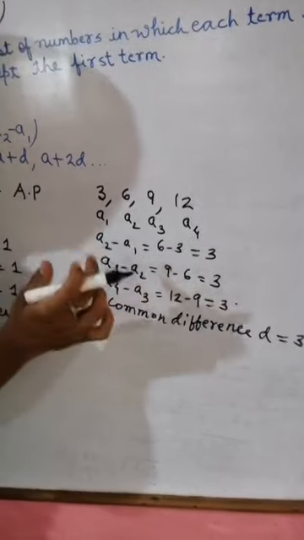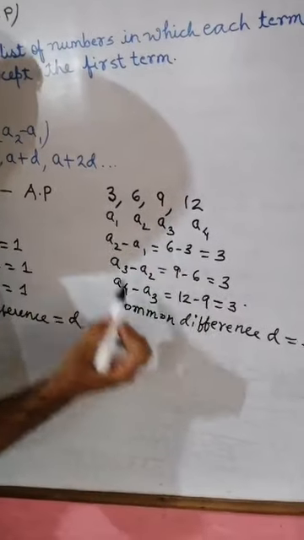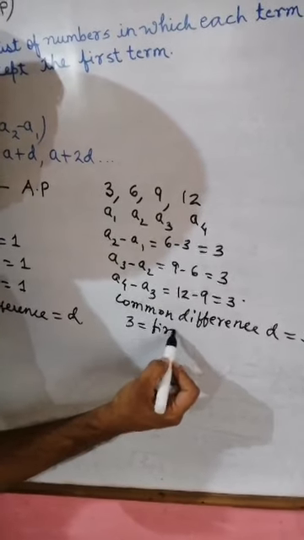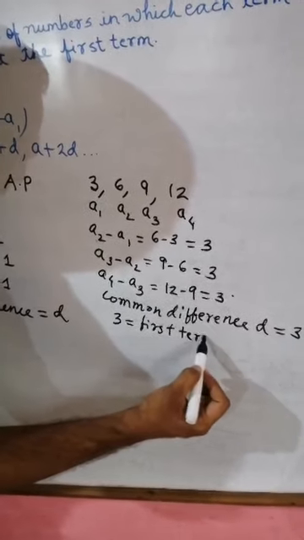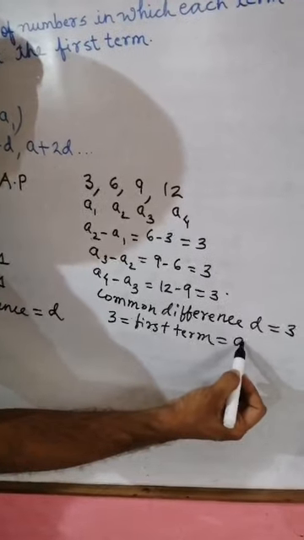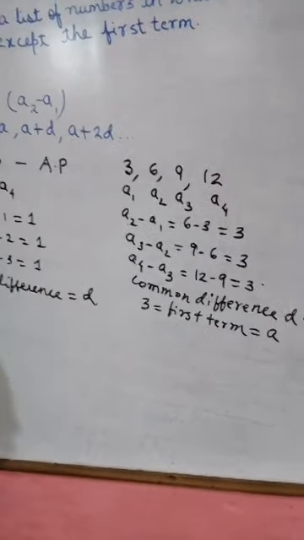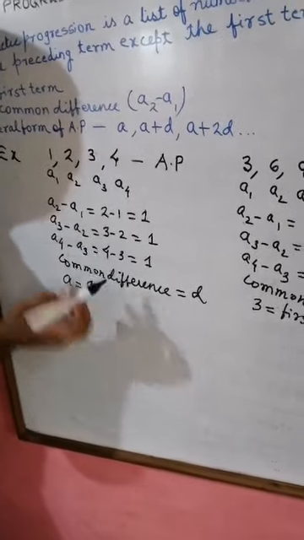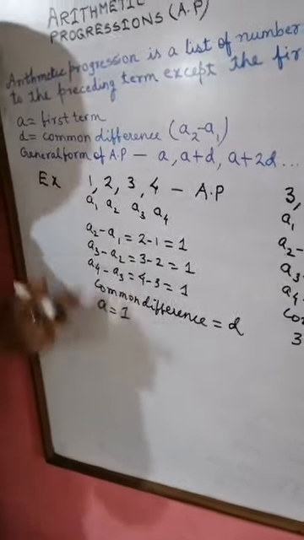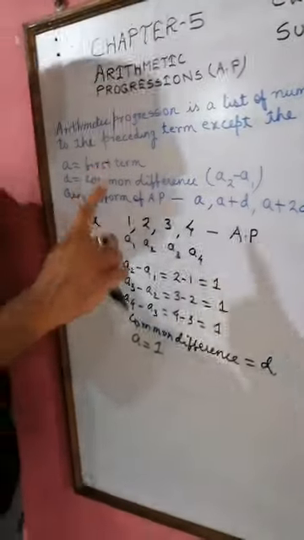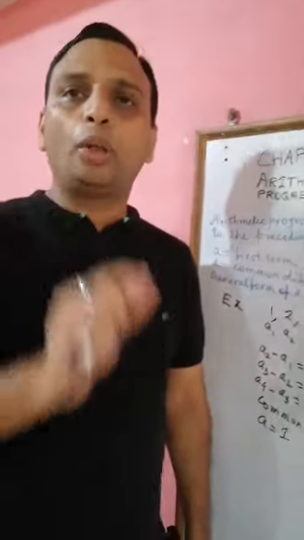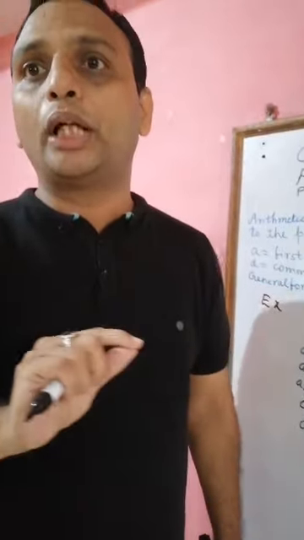And the very first number here is 3. 3 is called the first term in this AP, and it is denoted with the letter A. In the earlier example the first number is 1, so there A will be 1, because this number is called the first term. For any numbers to be in the form of an AP, the common difference should be the same throughout the series.